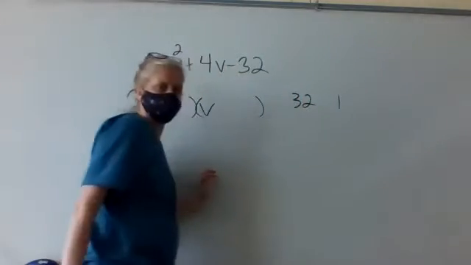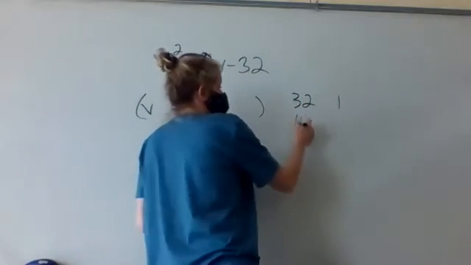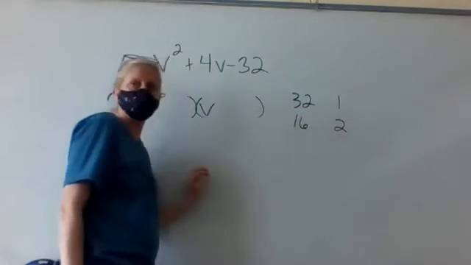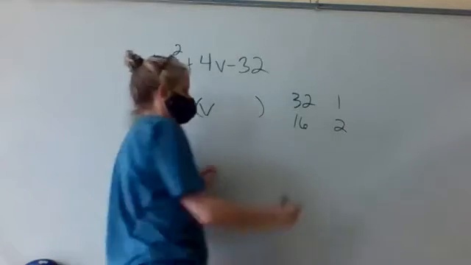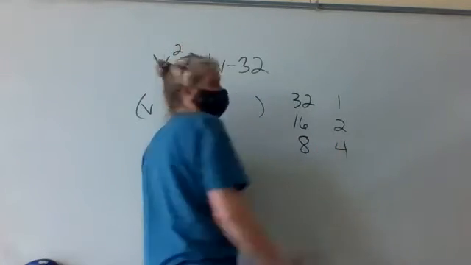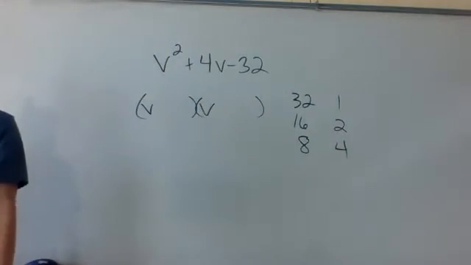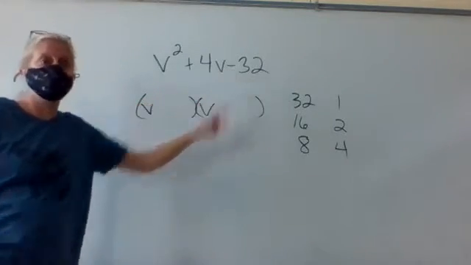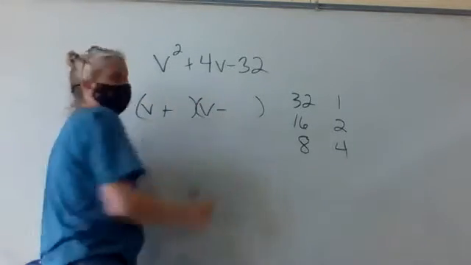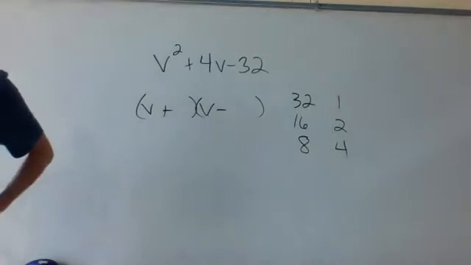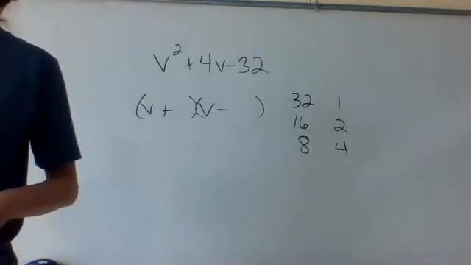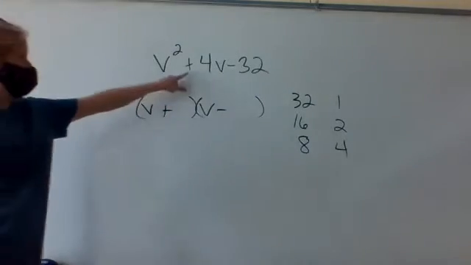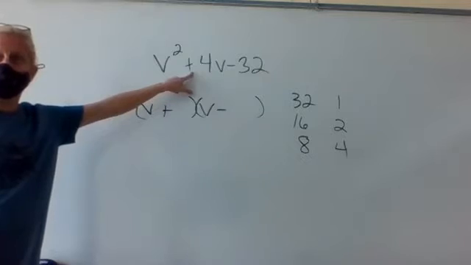32 and 1. Let's see, 16 and 2. And what's the last way? 8 and 4. This is a negative 32, which does tell me I'm going to have to use a positive and a negative, right? Because if I'm multiplying to equal negative anything, I got to have different signs. What's my middle number? Positive 4.